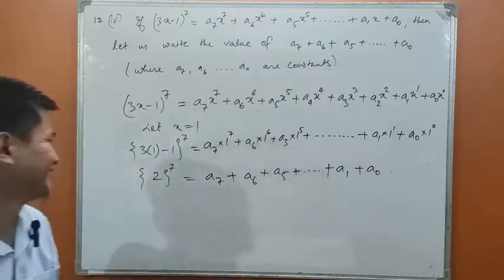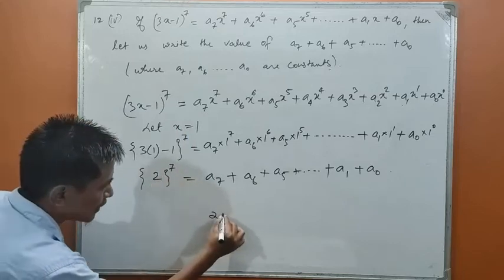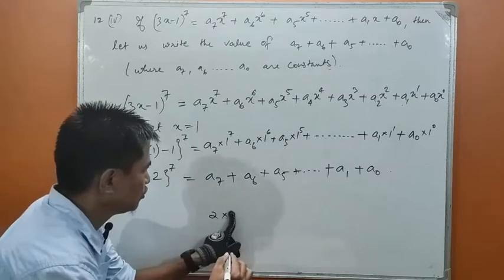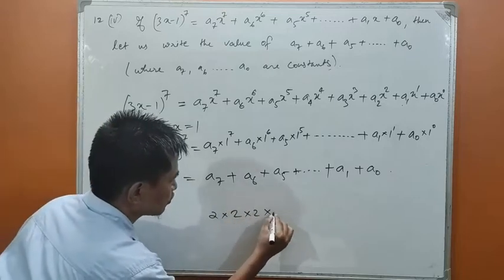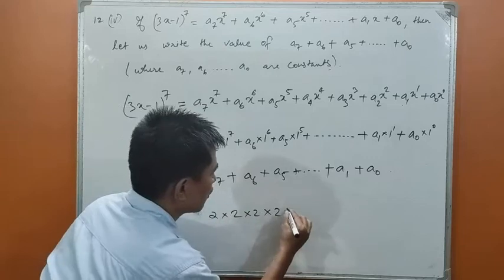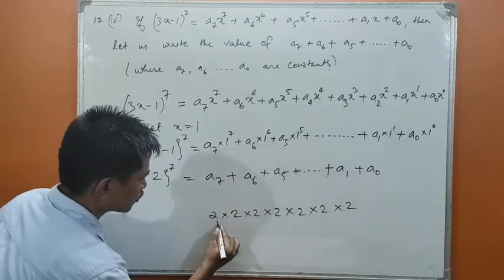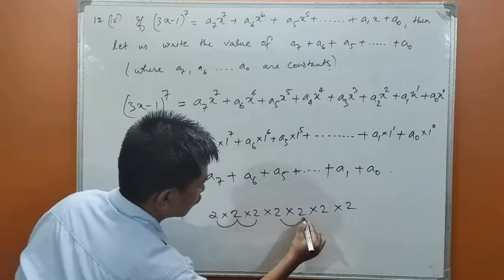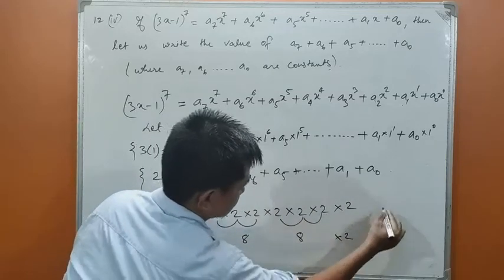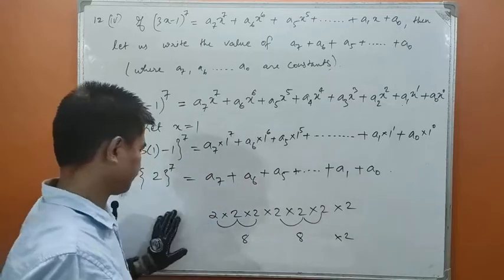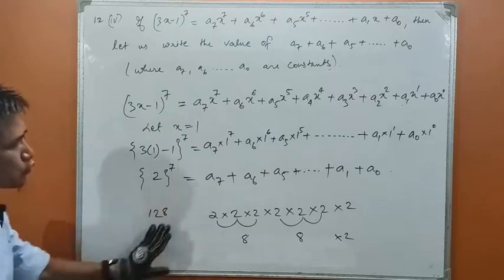I hope you got it. 2 to the power 7 means 2 multiplied 7 times. 2 into 2 into 2, 1, 2, 3, 4, 5, 6, 7. 2 twos are 4, 4 twos are 8, 8 eights are 64, into 2. So 64 into 2 is 2 fours are 8, 2 sixes are 12. This gives 128.